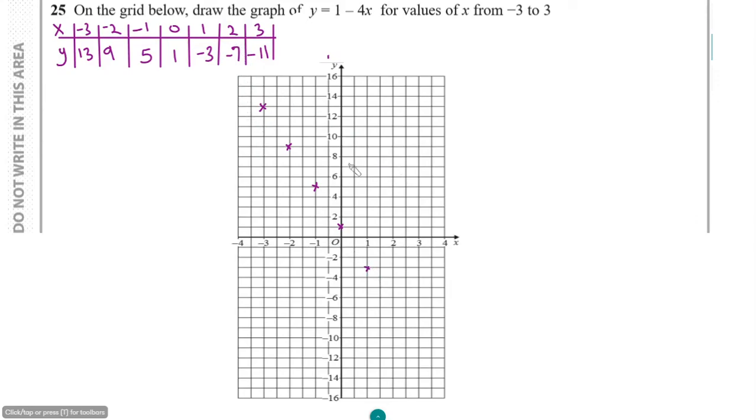And when x is 2, y is -7. That's going to be somewhere here. And lastly, when x is 3, y is -11. -11 is going to be somewhere here.